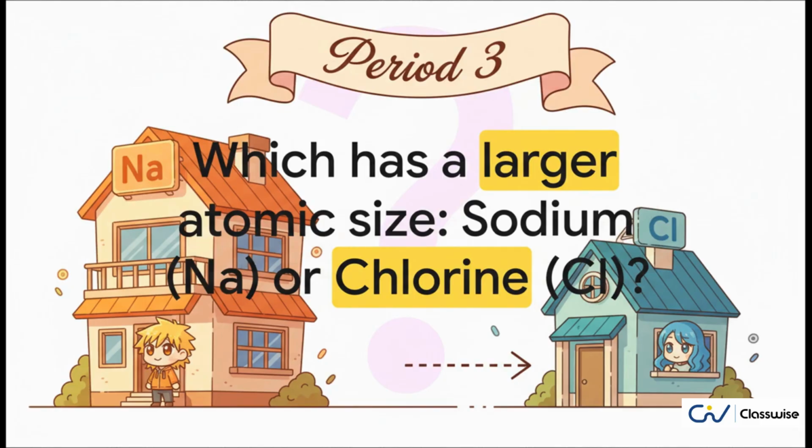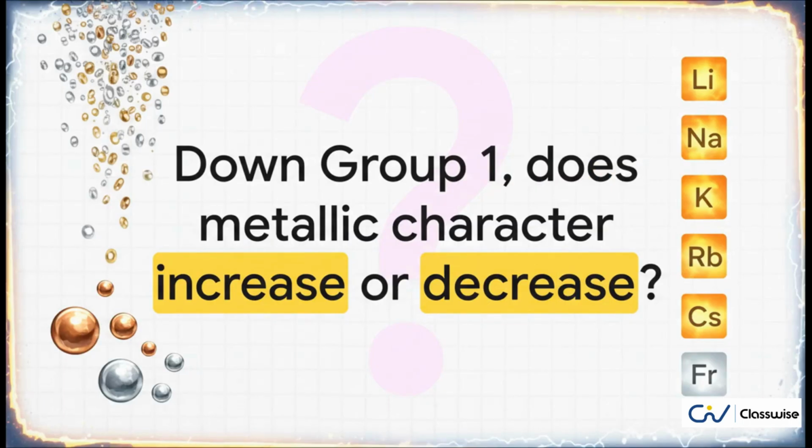Now, they're both in period 3, so they live on the same street. So think back. As you walk from left to right along a street, what happens to the size of the houses? Next one. Let's say you're moving down Group 1, the alkali metals. Does their metallic character, their willingness to lose an electron, increase or does it decrease?